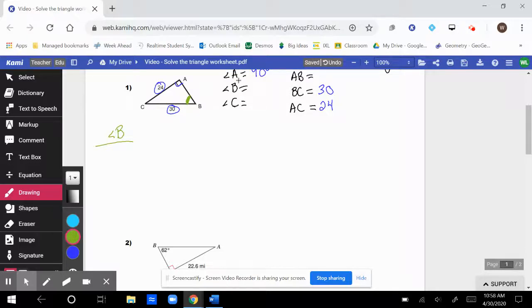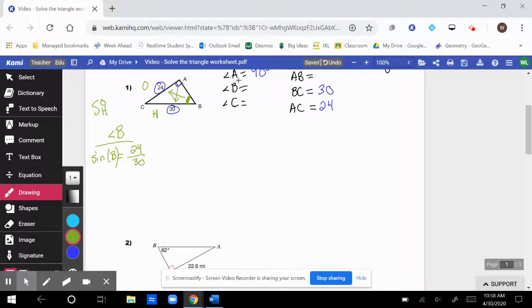So in this case for B, I see 24 is through the triangle across from it. That is opposite. And then 30 is across from the right angle. And we know the side across from the right angle is always the hypotenuse. So with O and H, we would be using sine, right? SOHCAHTOA, O and H is sine equals opposite over hypotenuse. So sine of angle B equals opposite 24 over hypotenuse 30.